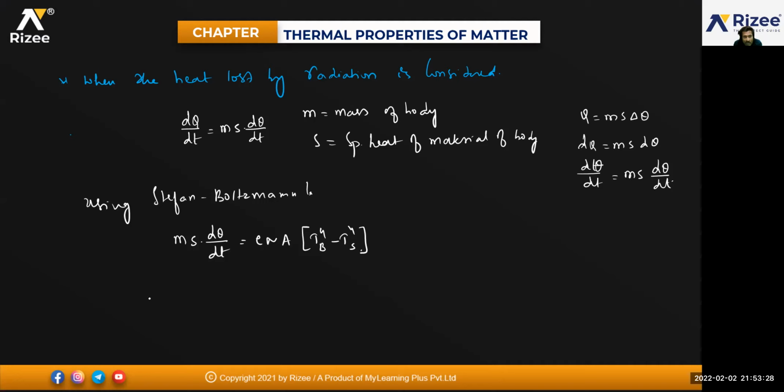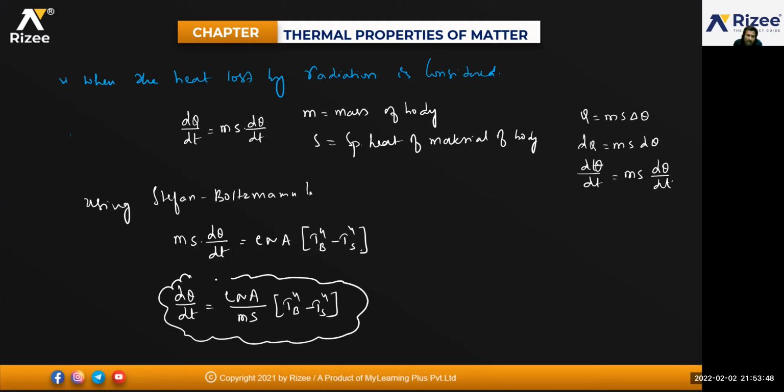That means d theta by dt I can write as E into sigma into A divided by mass of the body, specific heat of that material, into temperature of the black body to the power of 4 minus temperature of the surrounding to the power of 4. Very important relation. What is d theta by dt here? Temperature difference per unit time. So this d theta by dt is known as what, beta? Rate of cooling, the actual formula.